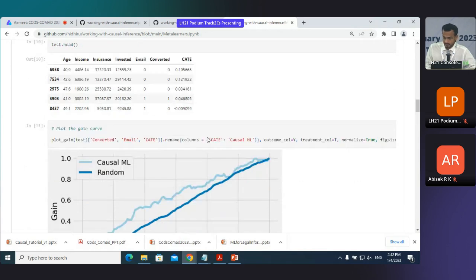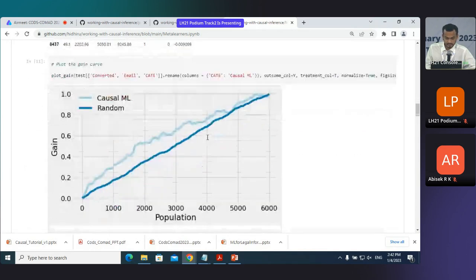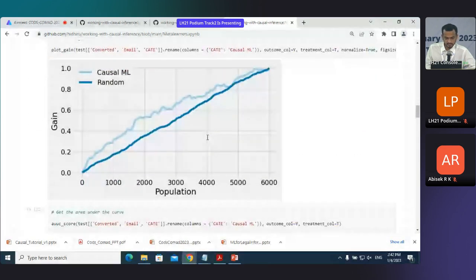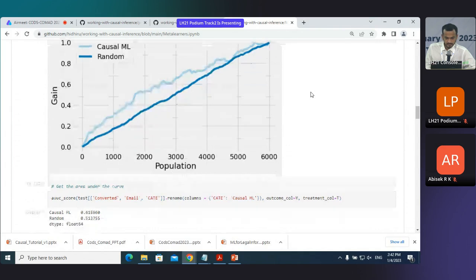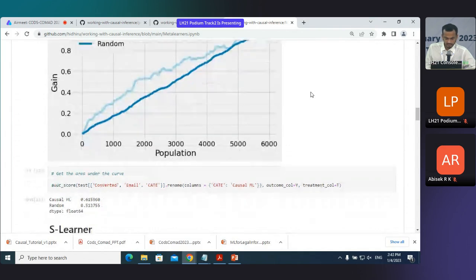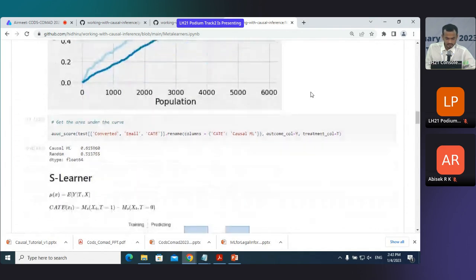And we can evaluate the goodness of it, or how well our model is performing against random. This is the cumulative gain curve that Somdeep had also talked about. Our causal ML model, which is the transformed outcome, is in light blue color. The larger the area under the curve, the better our model is performing. So here it is 0.6 against 0.5 of random.